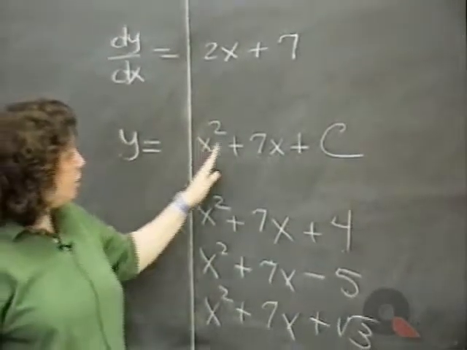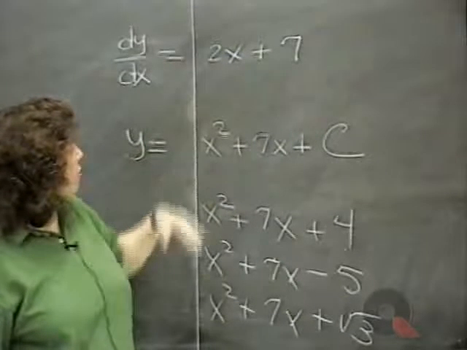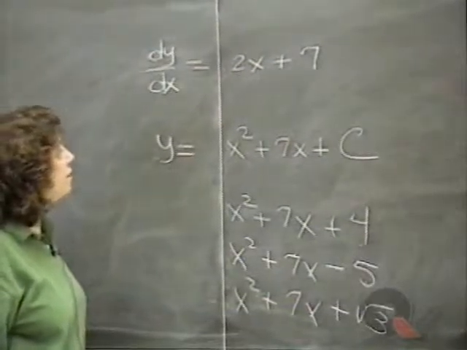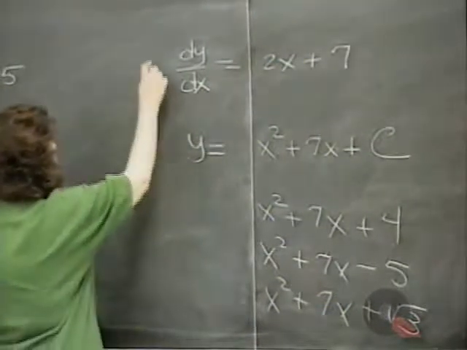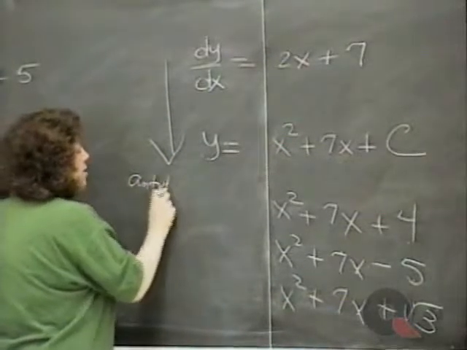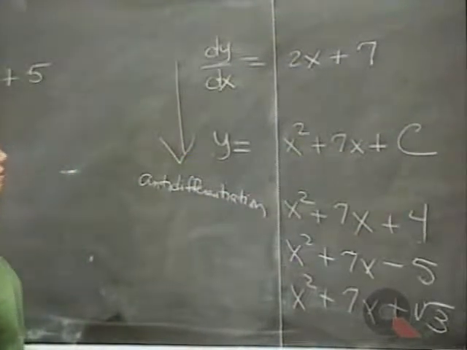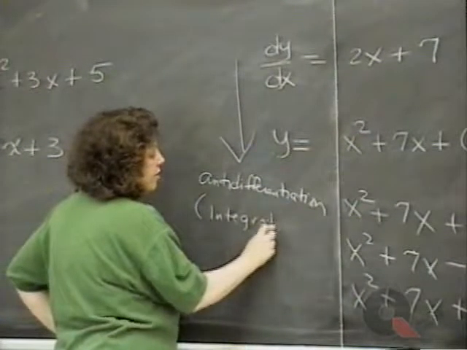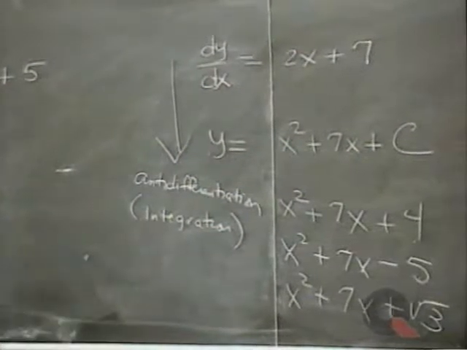This covers all these possibilities. The derivative is going to be 2x plus 7, and since the derivative of a constant is 0, we will have the correct derivative. This covers all the various answers that you might give me. So we'll say the most general antiderivative of 2x plus 7 is x squared plus 7x plus c. This procedure, going from the derivative back to the function, is known as anti-differentiation. Later on, it's also going to be called integration, but right now, we're calling it anti-differentiation.